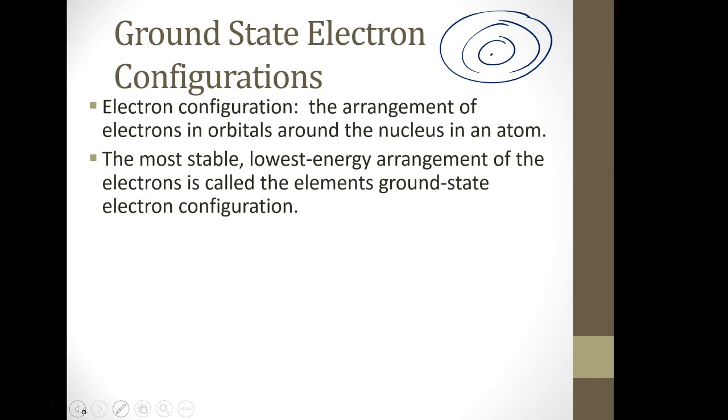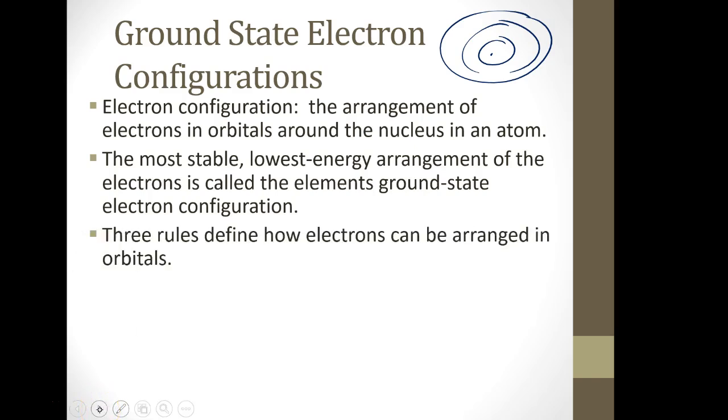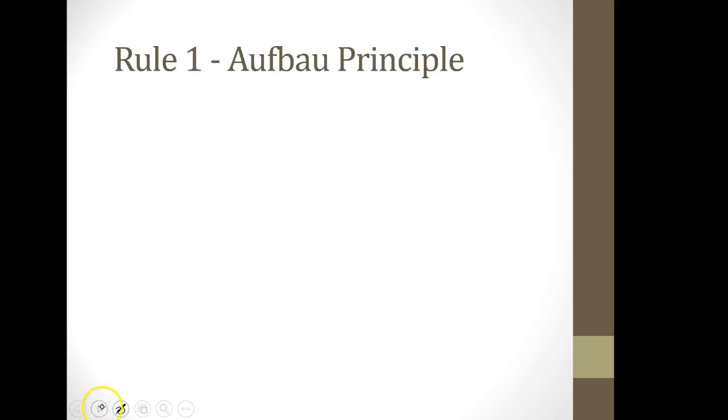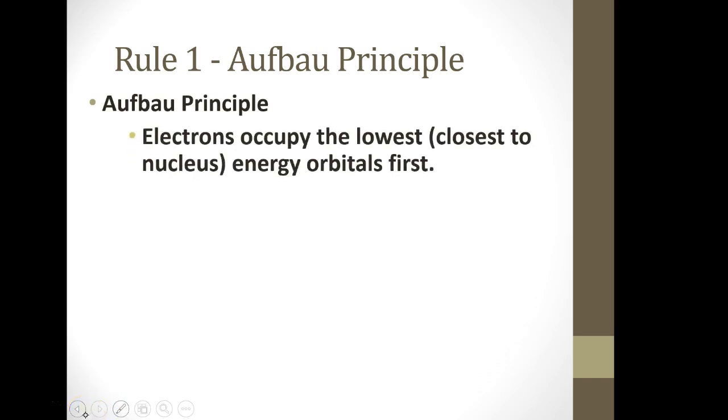The way they go in is they go into what's called the ground state. They start by going to the lowest energy possible, because it's the most stable arrangement. And there are 3 rules that define how the electrons are set up in the orbitals. First one's called the Aufbau principle. It says that the electrons go into the lowest energy orbitals first, the ones closest to the nucleus. And when they fill up, then they move to the next one.